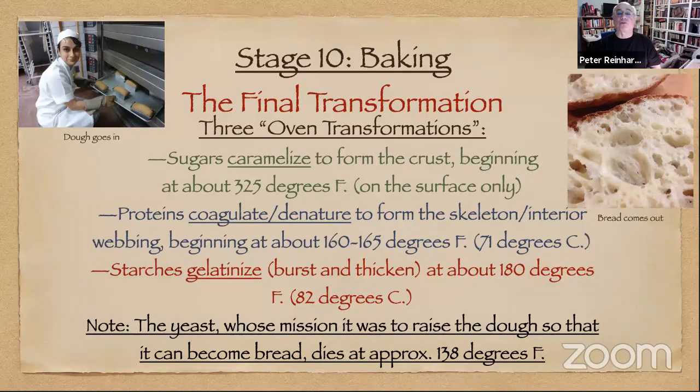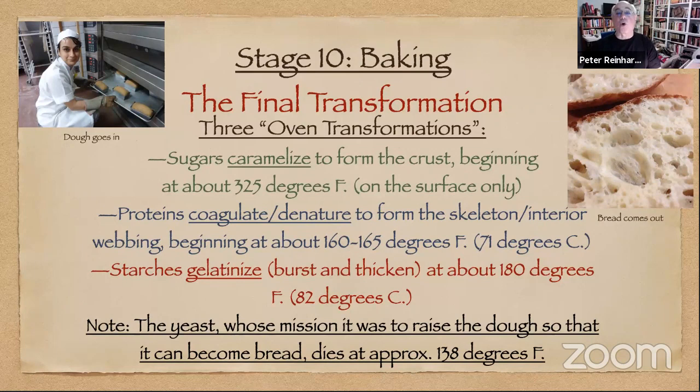And it happens through 3 distinct oven transformations. The sugars caramelize to form the crust, and that happens at about 325 degrees, which is the only place in the loaf that can get that hot is the surface, because the crust on the outside actually insulates the inside from ever getting above 200 or 205 degrees Fahrenheit. But when the crust does get above 325, the sugars begin to turn brown or caramelize.